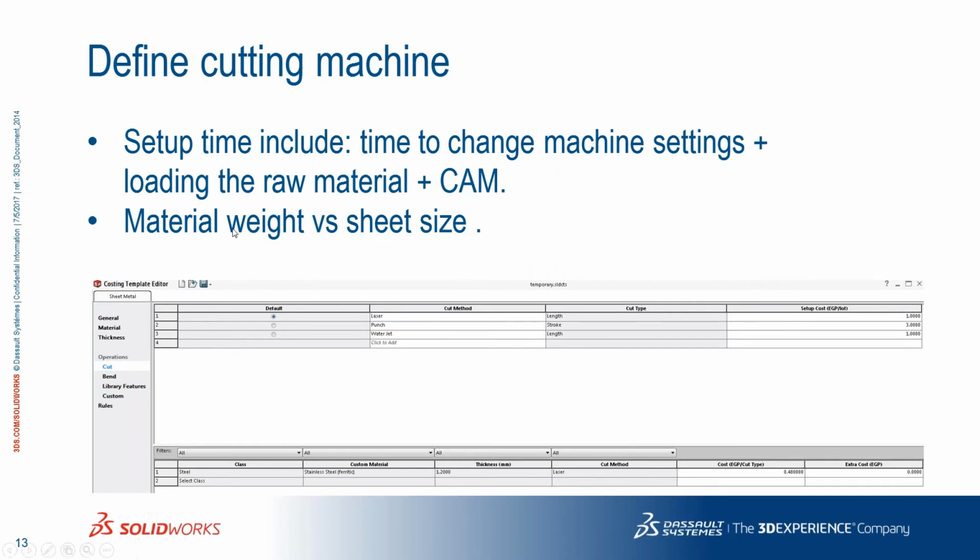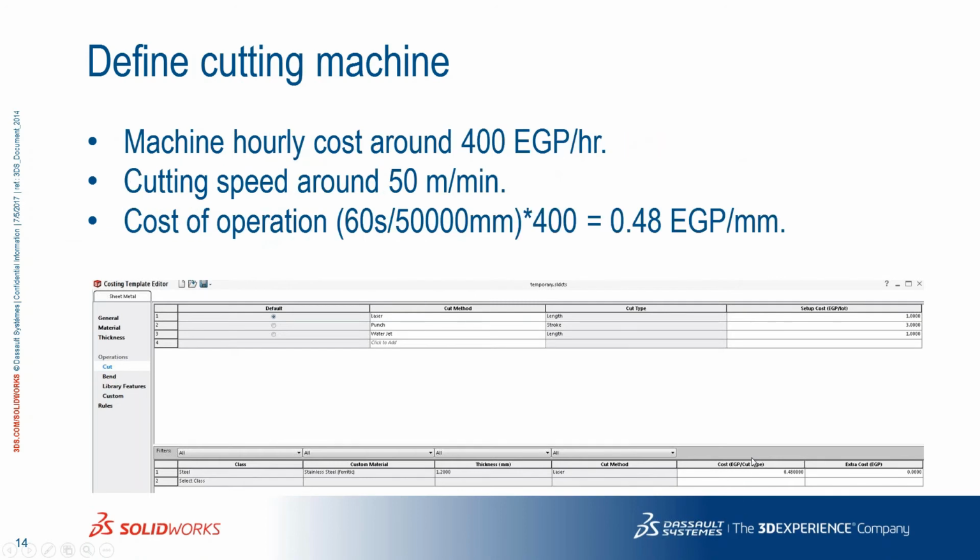The second thing is the material weight versus the sheet size. This is actually cut from the other slide. The second thing, the real thing, is the cost per cut type. So we have some definitions here, which is machine hourly cost.